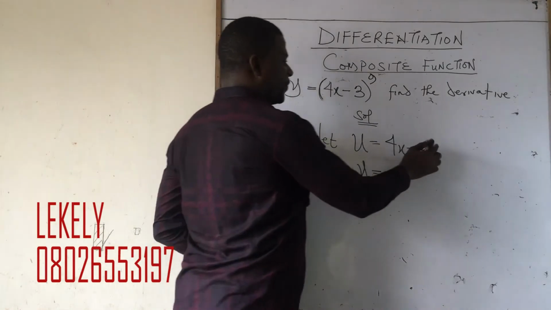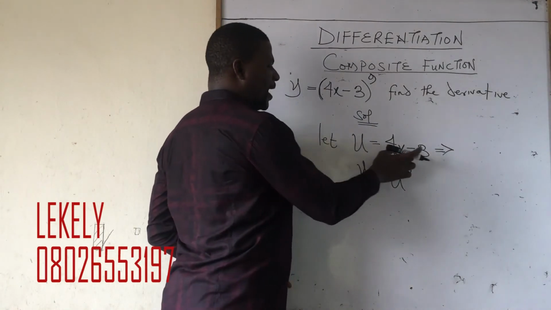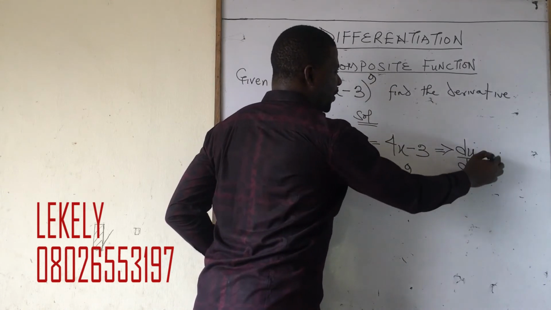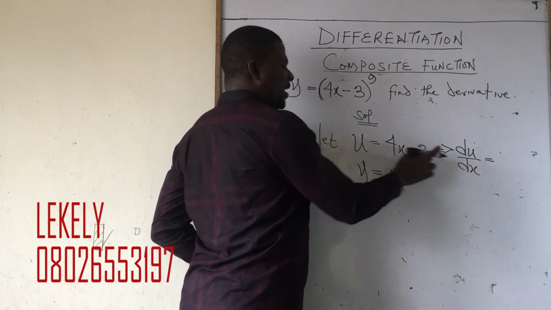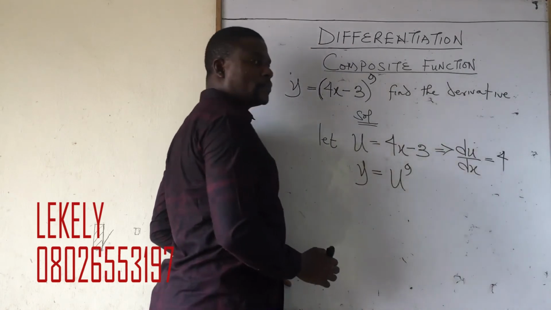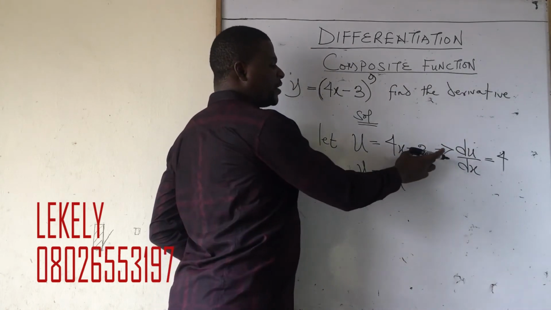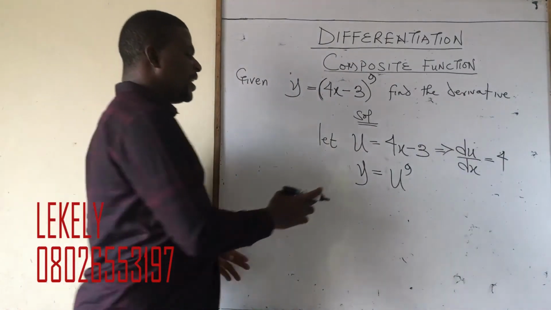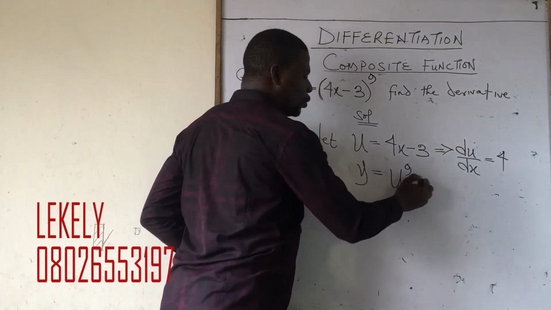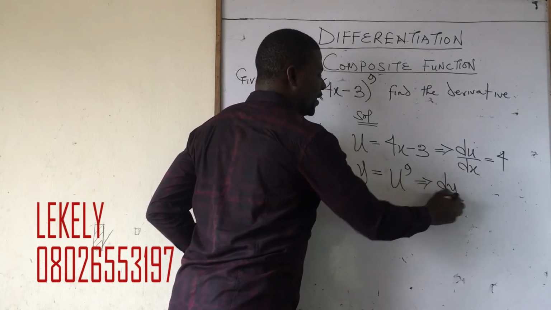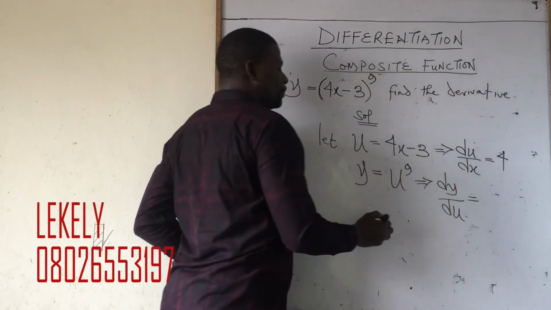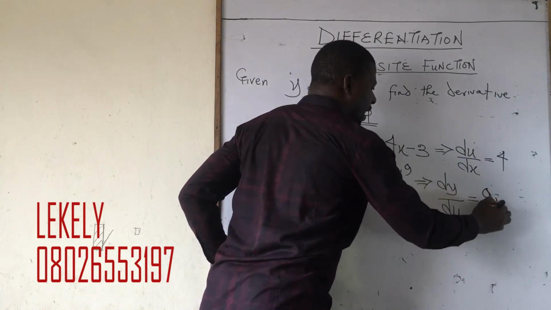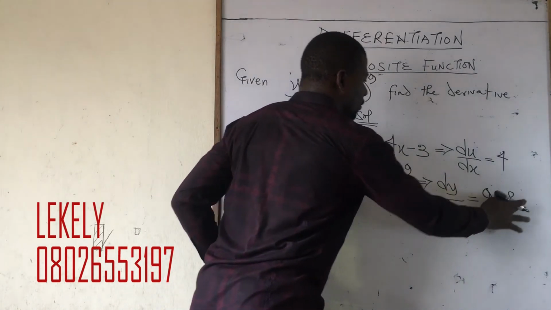You see that? Here, I have letter u and x. So I will find du dx. So I want to differentiate. If I differentiate 4x, what would that give me? 4. Don't forget I told you that. If you differentiate minus 3, that will give you 0, so you don't need to write that. Then here I have letter y and u, so what I will look for is dy du. So I'll bring down the 9 and minus 1. So I'm going to have 9u raised to power 8.